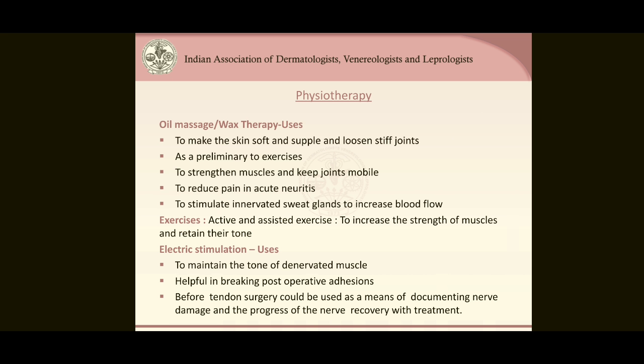Exercises are of two types: active exercise and assisted exercise. It is done to increase the strength of the muscles and retain their tone. Electric stimulation to maintain the tone of denervated muscles, helpful in breaking post-operative adhesions before tendon surgery, could be used as means of documenting nerve damage and the progress of the nerve recovery with treatment.